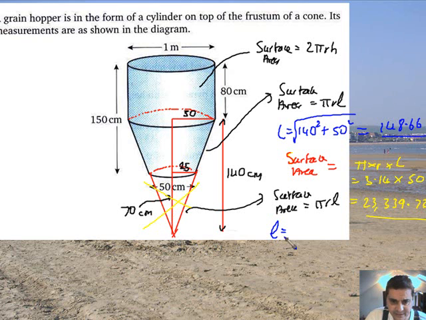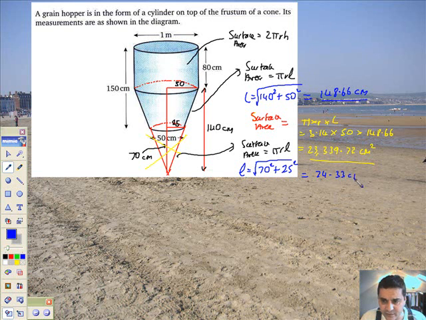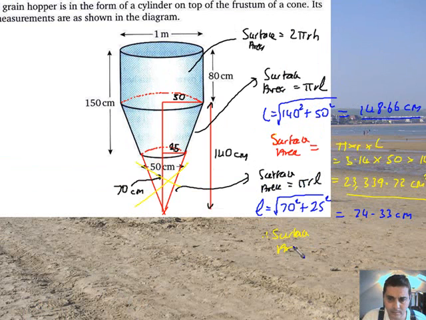So the other little L is going to be the 70 squared. Again, it's not the slanted length, it's the vertical height 70, so it's one of the small sides, plus this part here, the other small side of the triangle, 25 squared. Then I need to square root it, and that will give me 74.33 centimeters, and therefore the surface area of these small cones is going to be pi r l.